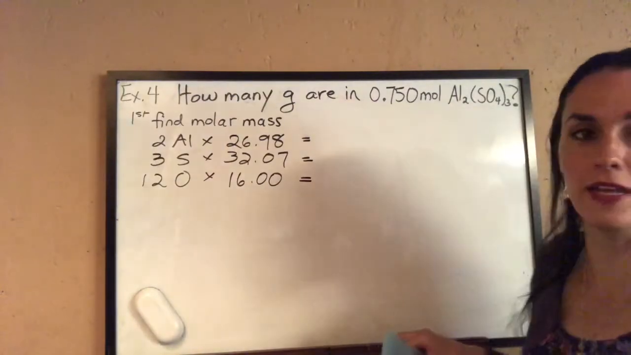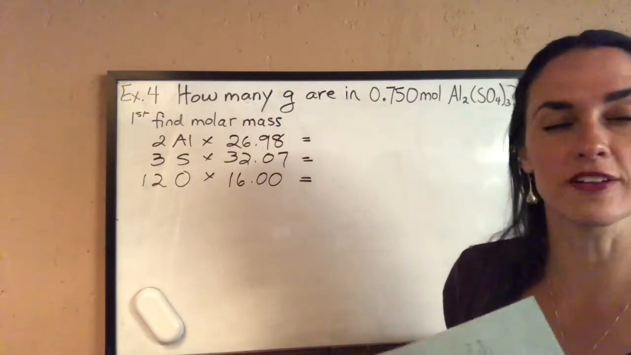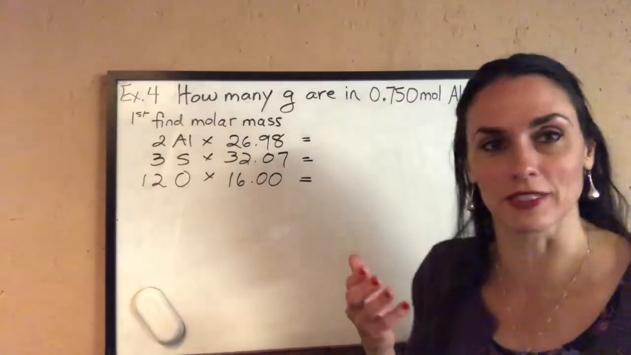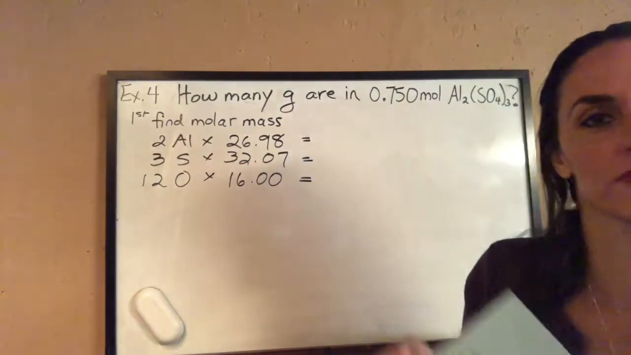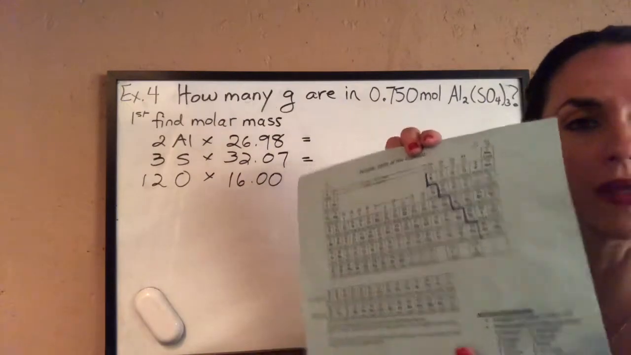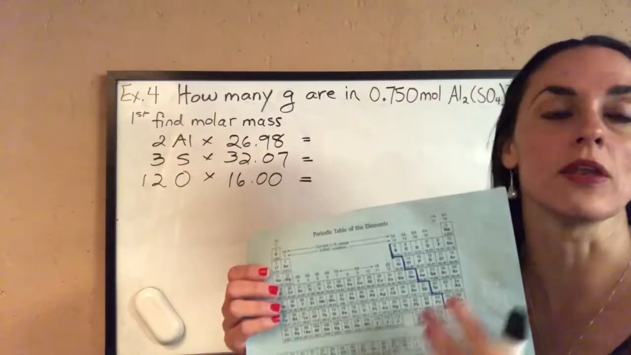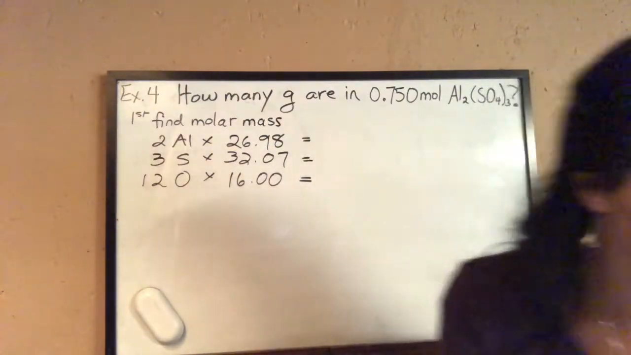Now, I've been looking at the periodic table for a very, very long time. So sometimes I know the masses off the top of my head, but I do realize this is the first time taking chemistry for most people. So you may need a little bit more time to look at the periodic table to find the element and find the mass. That's fine, okay?